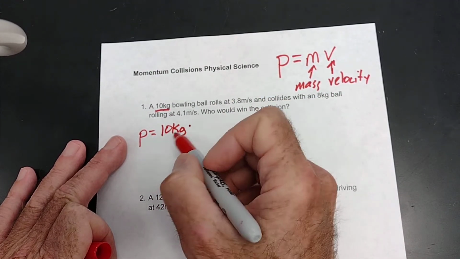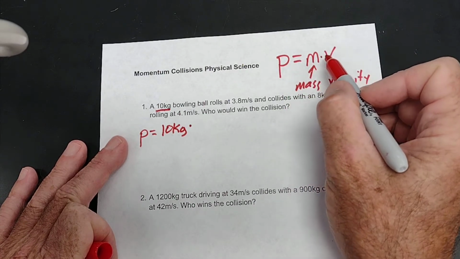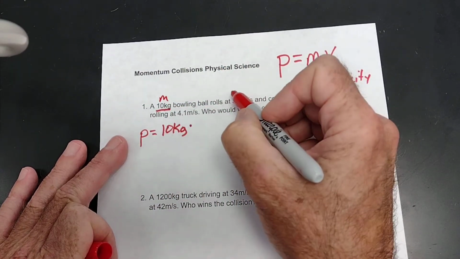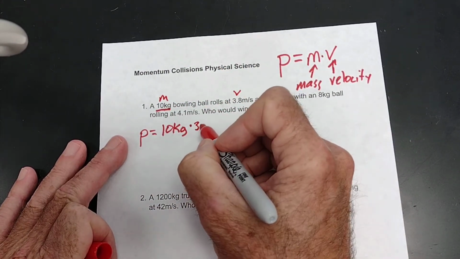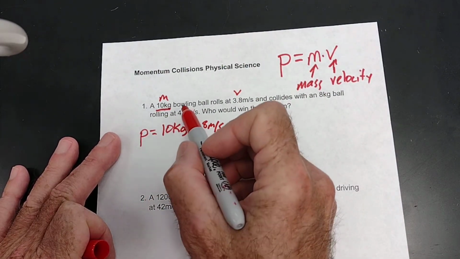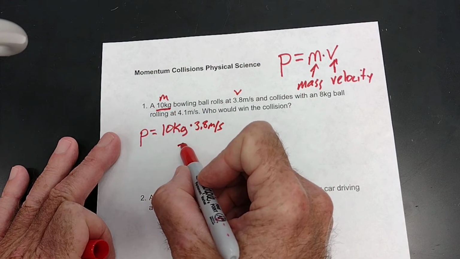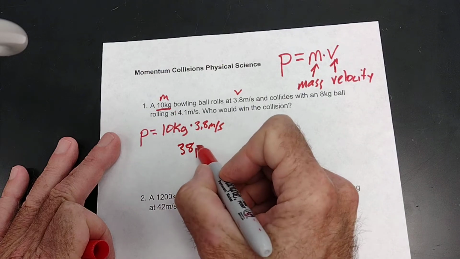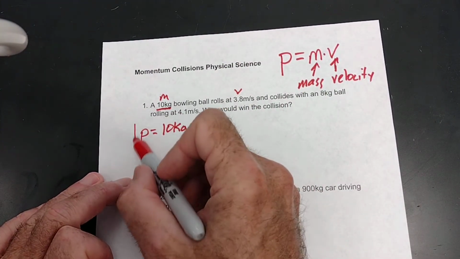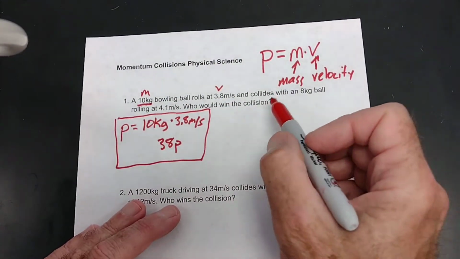So we have m times v. P is equal to m times v. 3.8 meters per second is the velocity. So the momentum of this bowling ball is 10 times 3.8, or that is 38. And we just like to say 38 P. So it seems simple. There's the bowling ball.